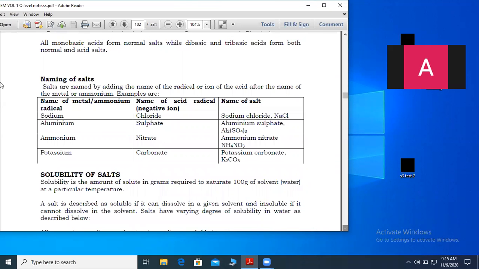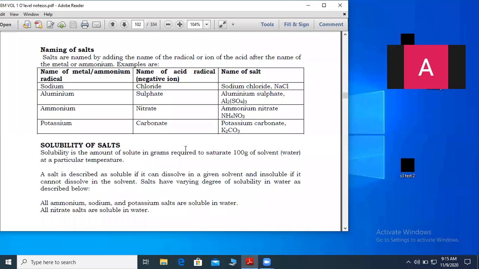So let us now go to solubility of salts. We define the solubility as the amount of salt.